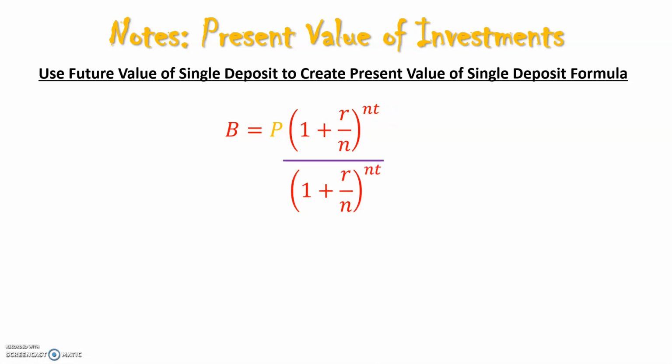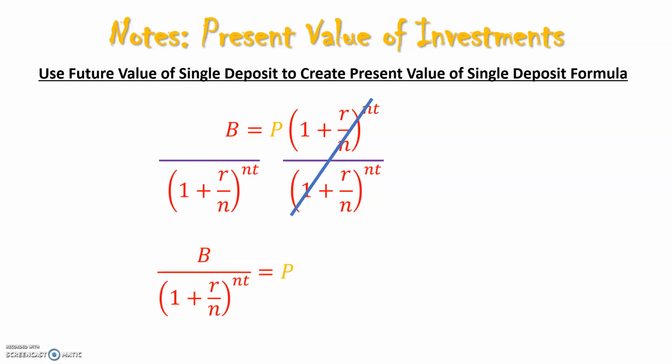Now, remember, the rule of algebra is what I divide on one side, I must do on the other. On the right-hand side, they cancel each other. And then we have left P equal to B over (1 + r/n) to the power of n times t. And this is going to be our present value of a single deposit formula. Let's take a look at how we use it.